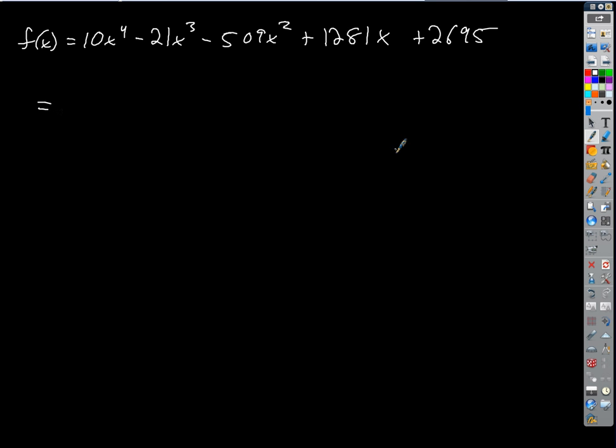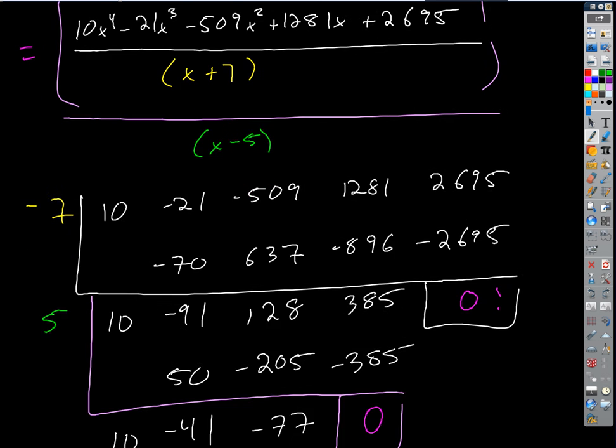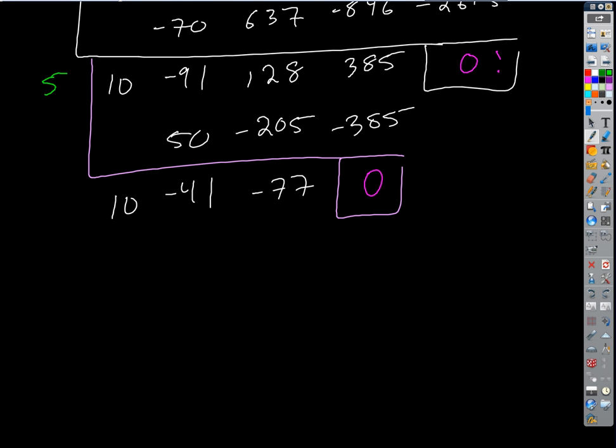Okay, so this equaled x plus 7 times x minus 5 times what, we got to figure out what else is there, right? That thing we just got. So we got to find the factors of that one. Now, we could go back and maybe try to do bottoms up, right?